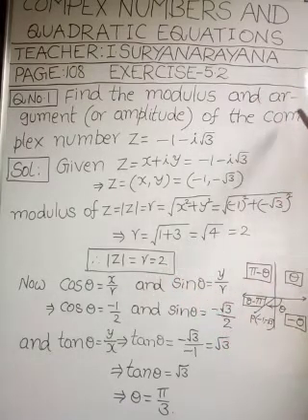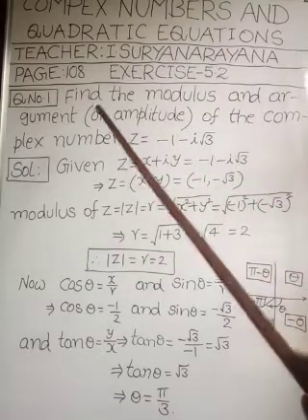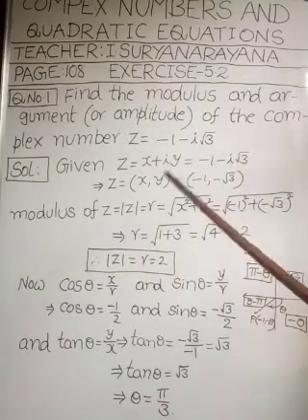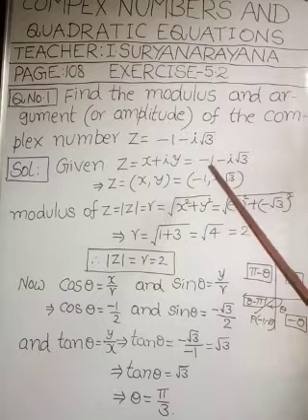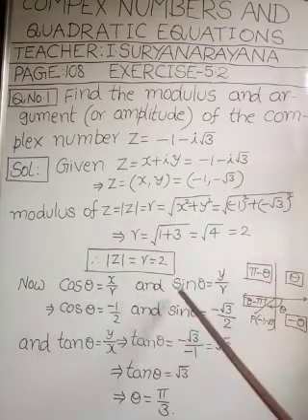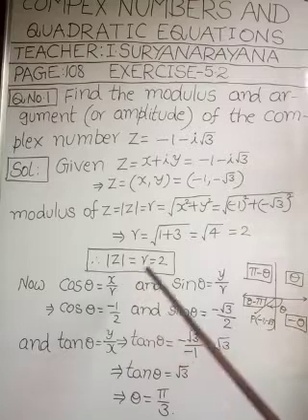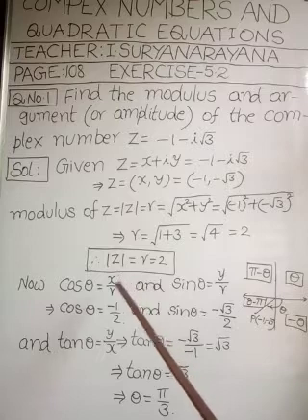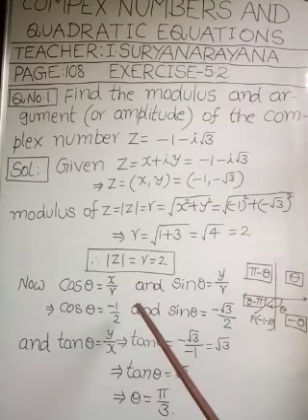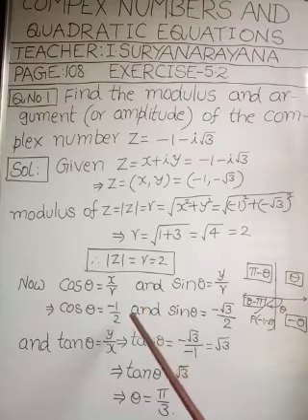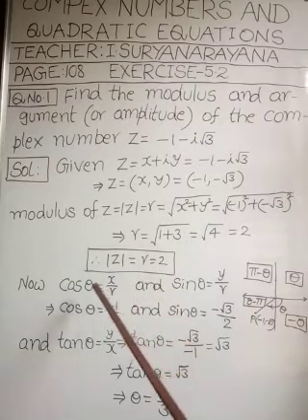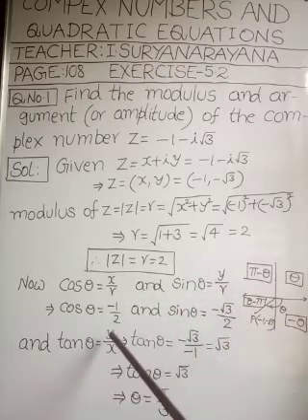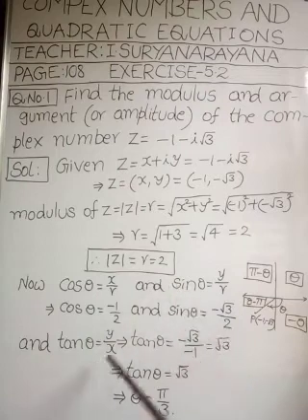Right. Now come to the second part. What is the second part? We have to find the argument or amplitude of the complex number. To find the argument or amplitude of a complex number, we have to write the sin theta, cos theta and tan theta values first of all by using these formulas. Remember this formula, my children: cos theta is equal to x by r, sin theta is equal to y by r, and tan theta is equal to y by x. We have to write these three equations.